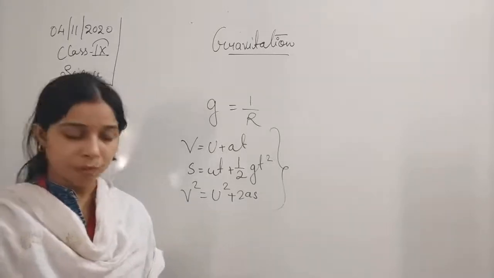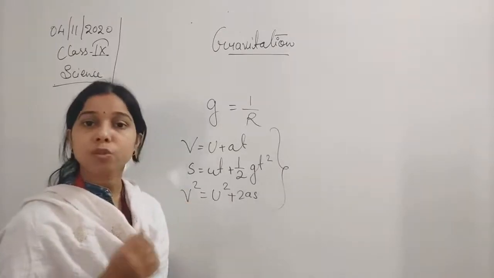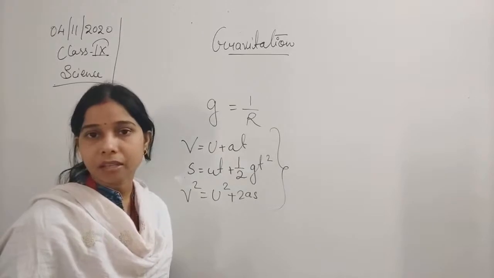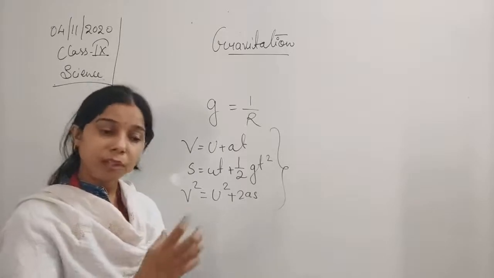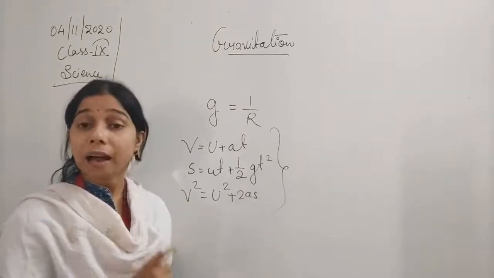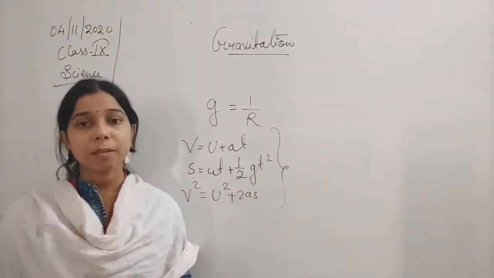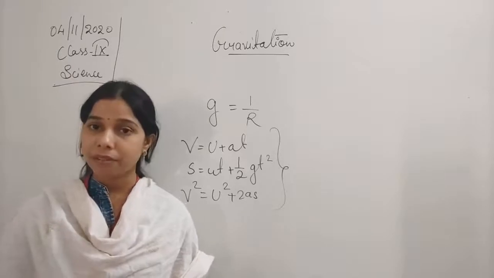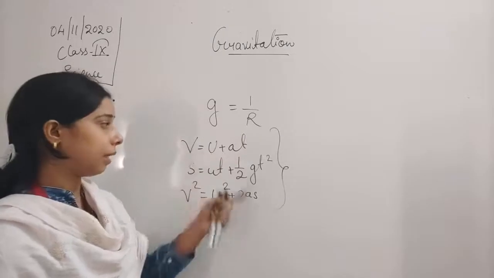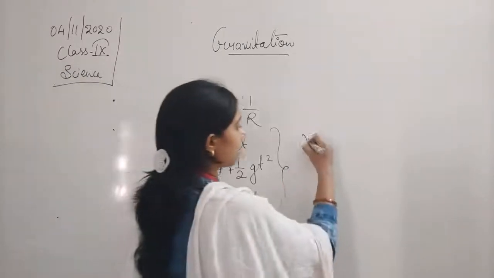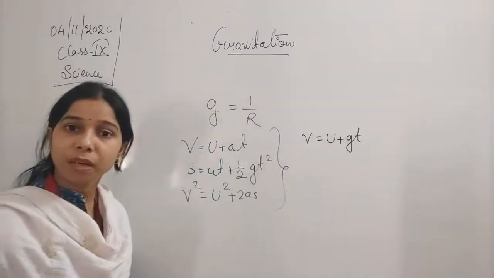We know that when an object is dropped from a certain height, it starts moving towards the earth with a uniform acceleration, and that acceleration of a freely falling body is represented by the acceleration due to gravity. So instead of writing v is equal to u plus at, we will write v is equal to u plus gt.